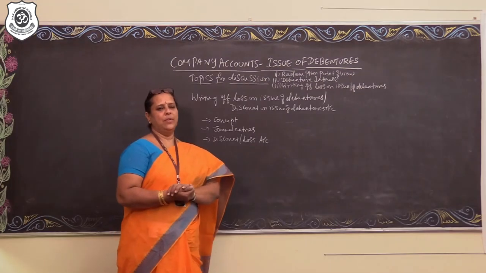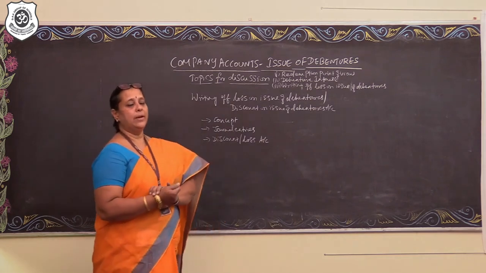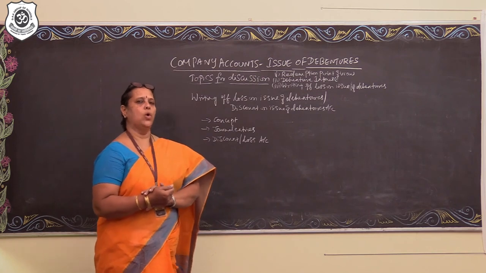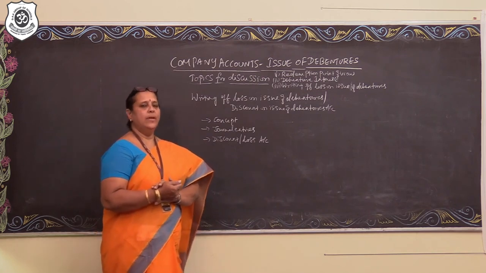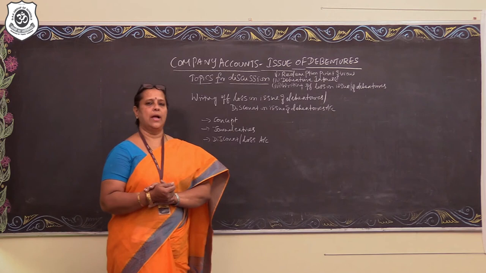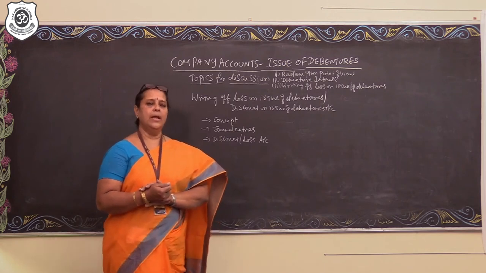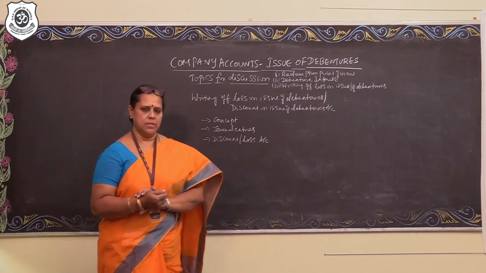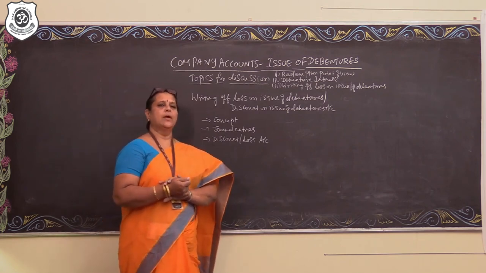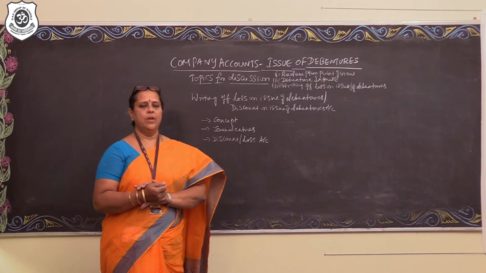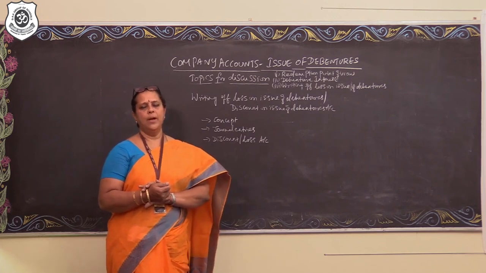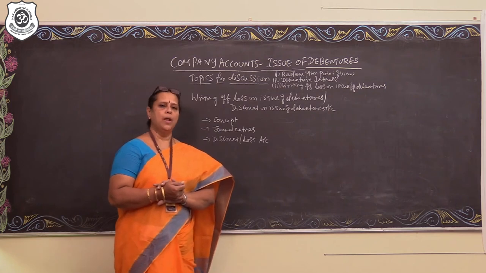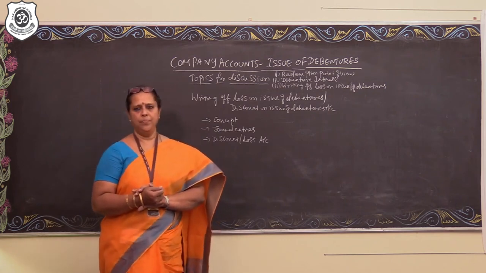The next concept we are going to deal with is the treatment of loss on issue of debentures or discount on issue of debentures. When the company issues debentures at a discount and redeems the debentures at a premium, the company suffers losses. The situation may be the company issues debentures at a discount but redeems at par, or the company issues at par but redeems at premium.